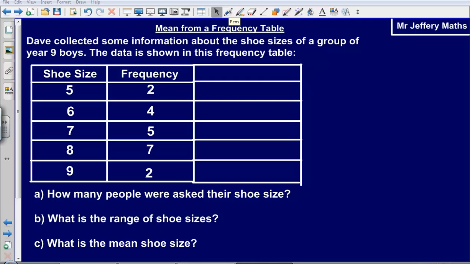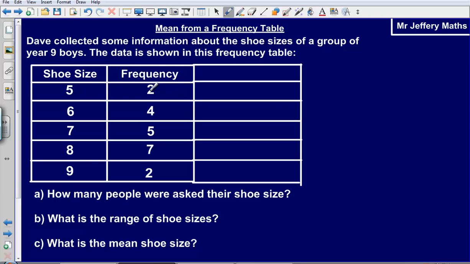In this video we're going to take a look at finding the mean from a frequency table. Here we have the question: Dave collected some information about the shoe sizes of a group of Year 9 boys. The data is shown in this frequency table. So here we're told the shoe size, here we're told frequency. Frequency we can think of as how many people had that size shoe.